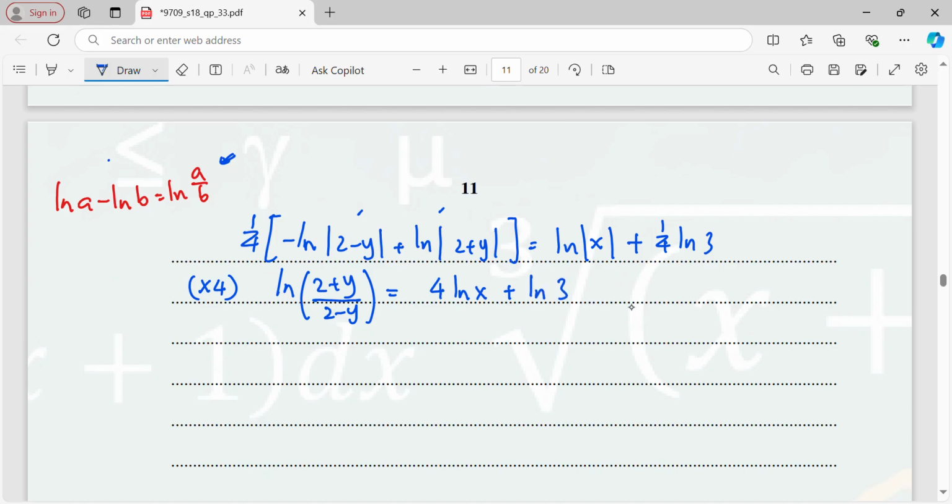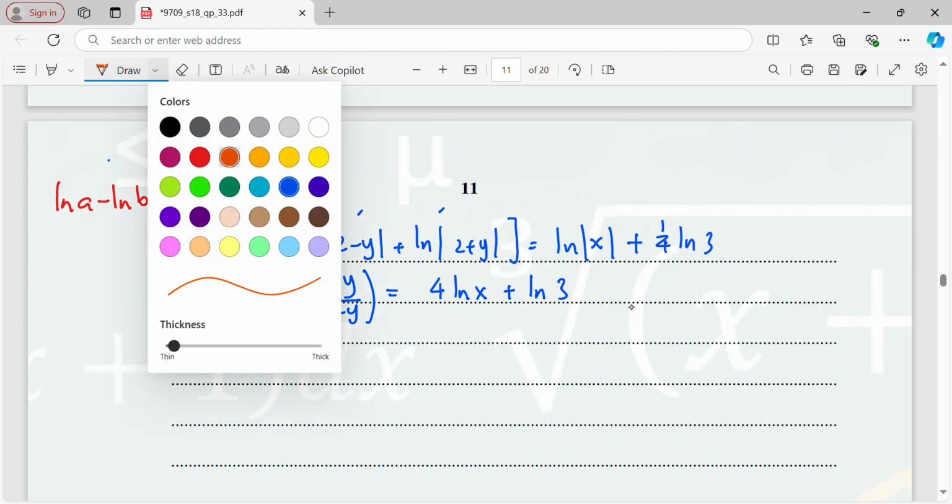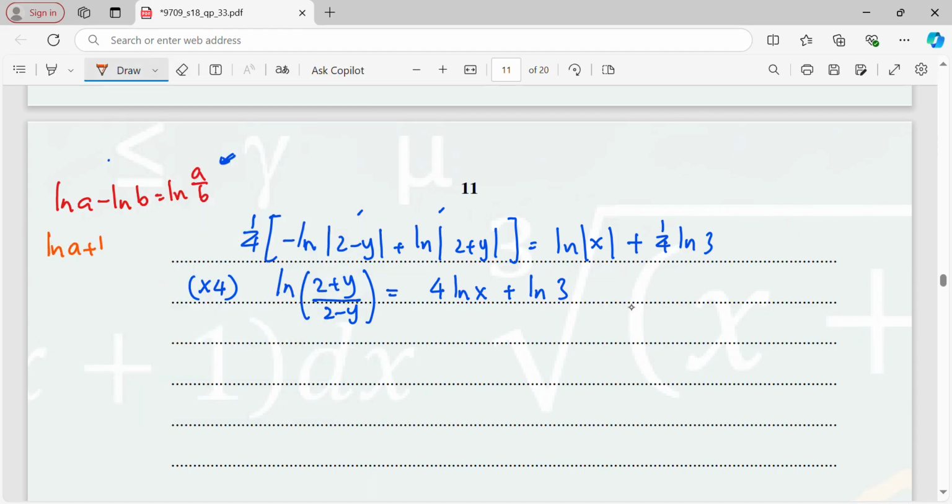Now, for the right side, we have 2 ln, but before we combine, because ln a plus ln b is going to be ln ab, we have to make sure the coefficient is 1 first. Then we have to apply another formula: a ln b is ln b to the power of a. So I will have to write this as ln x to the power 4 plus ln 3 first, before I combine the 2 ln using the second formula.